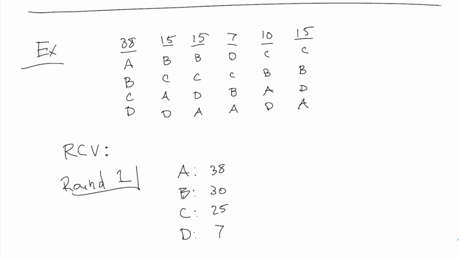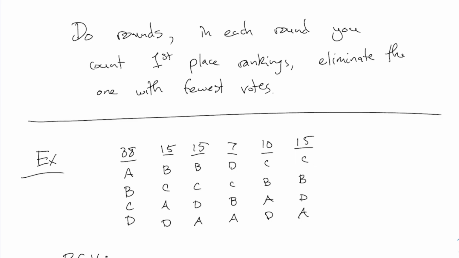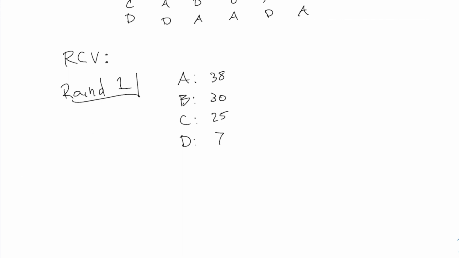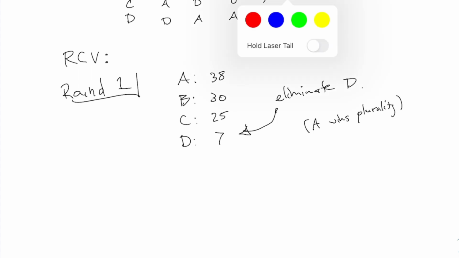Remember what I said, the rule for doing this ranked choice voting? In each round, you count the first place rankings and eliminate the one with the fewest votes. So, in this case, D is eliminated, because D had only 7 votes. Parenthetically, A wins the plurality. If you did this election with plurality, then A would have been the winner, because this is exactly how you would have done it: count up these numbers and choose the one with the most. But I'm not doing plurality, I'm doing ranked choice.